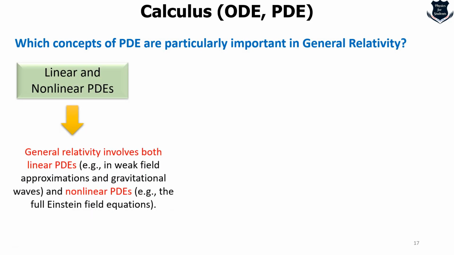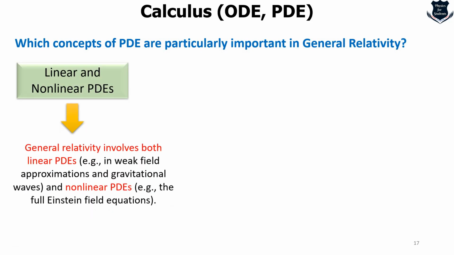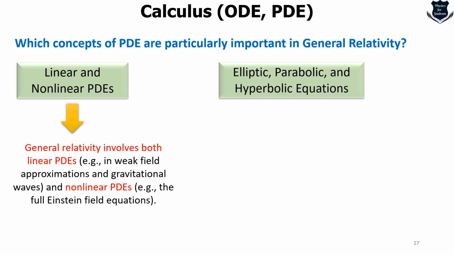Now you see the linear and non-linear partial differential equations, because general relativity involves both. Linear, because in the weak field approximation, that means if you take gravity and other things moving slow, they actually turn back into Newtonian mechanics, and from Newtonian mechanics again you can go into Einstein field equations. So these are all PDEs.